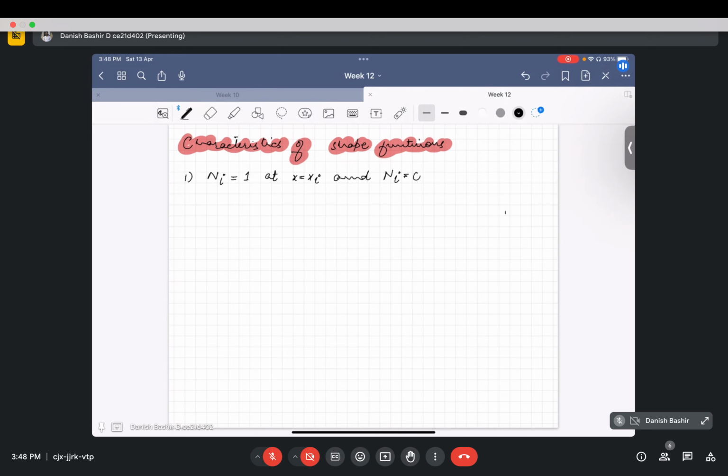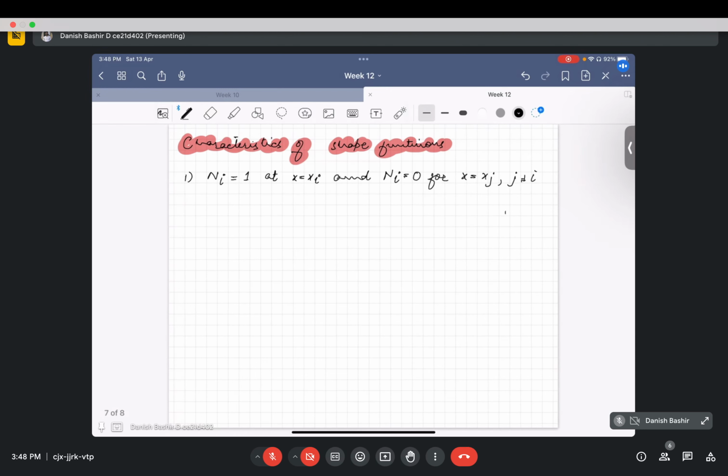Ni is equal to 0 for all x equal to xj, where j is not equal to i. So I hope you are able to follow this terminology, because the characteristics of the ith shape function is considered associated with the node of the ith element. It's important for you to note here.